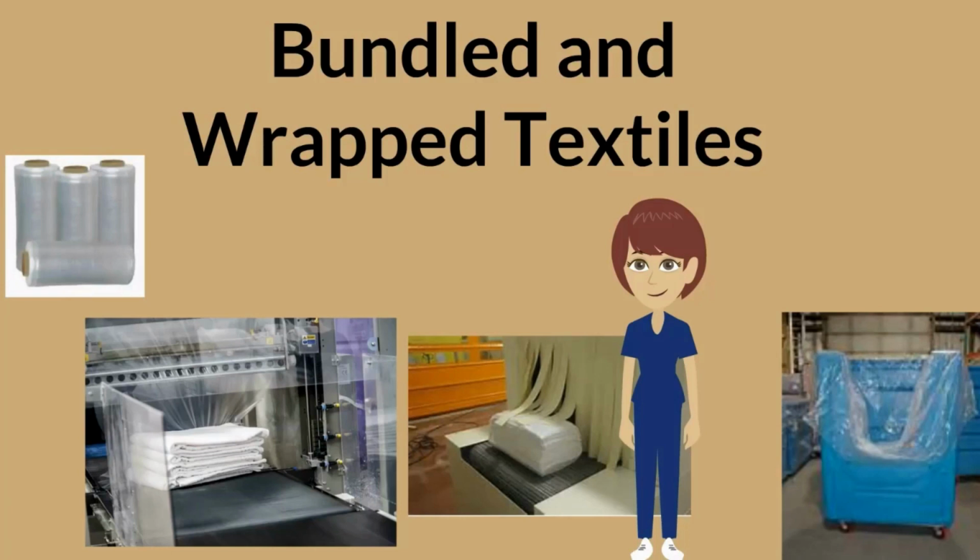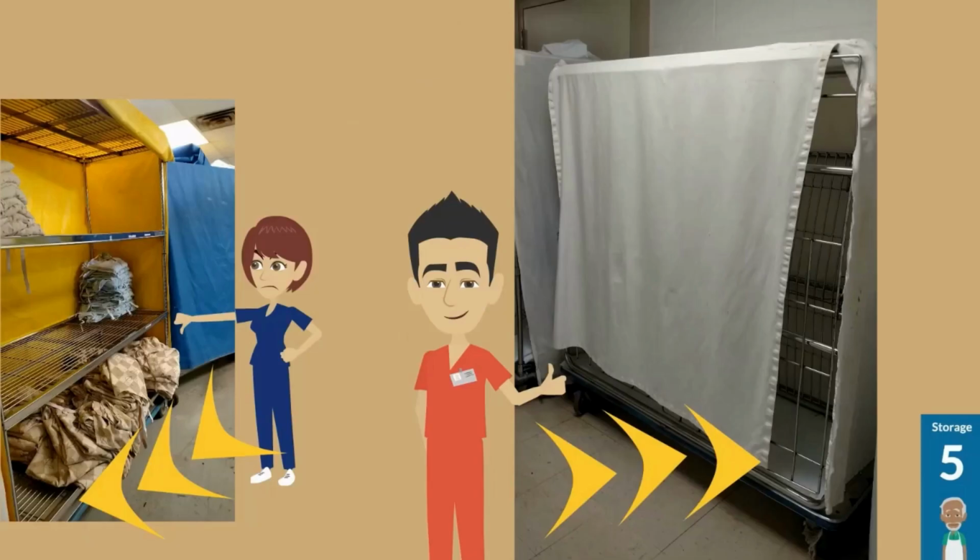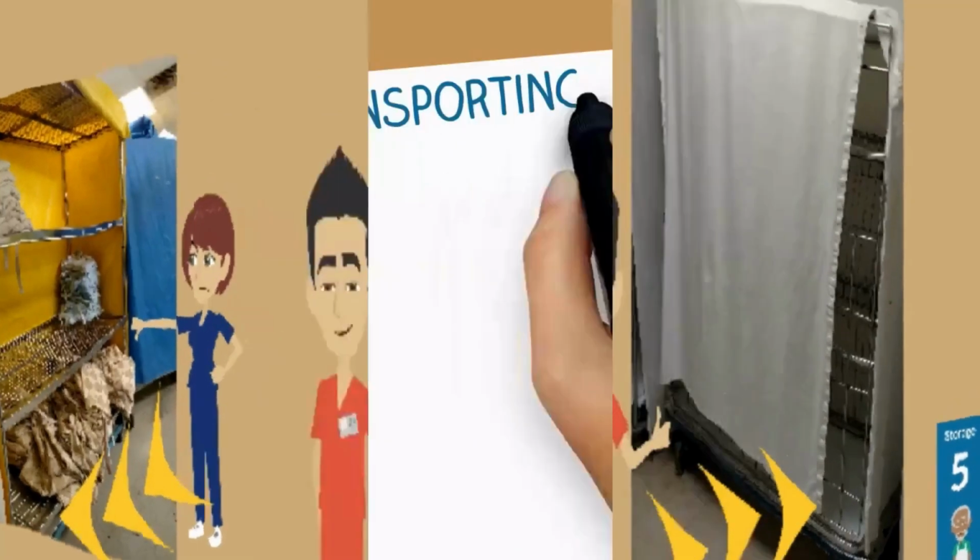Bundled and wrapped textiles. Store wrapped items in open racks in the laundry, on the trucks, or at the customer's facility, provided the integrity of bundled and wrapped textiles is not compromised. If the transportation cart does not have a solid bottom, line the bottom with a hygienically clean barrier that prevents environmental contamination before placing clean items inside.